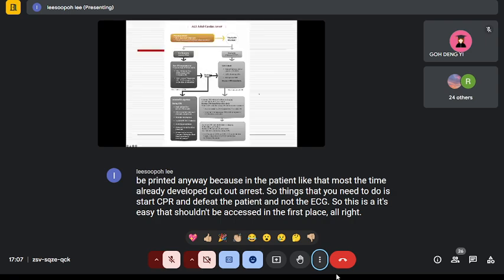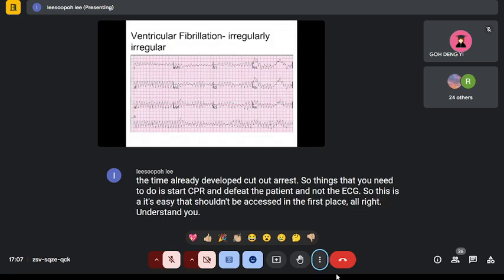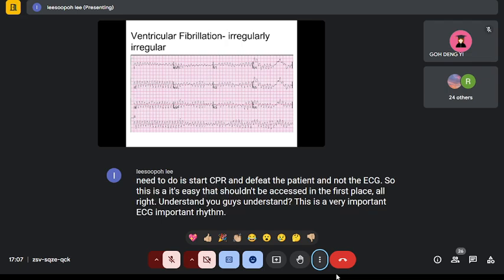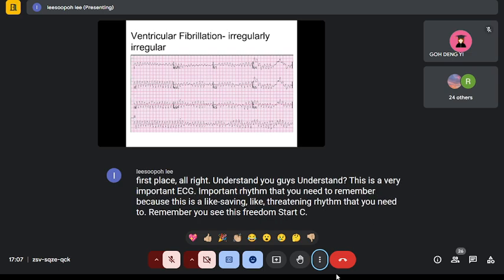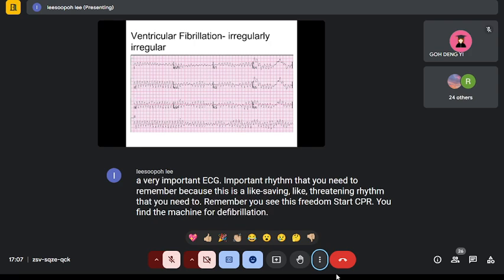All right. Understand? Can you guys understand this? This is a very important rhythm that you need to remember, because this is a life-threatening rhythm. You see this rhythm, start CPR, and you find the machine for defibrillation.